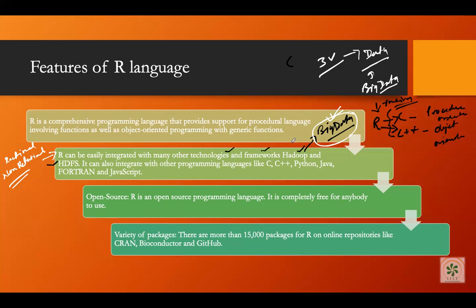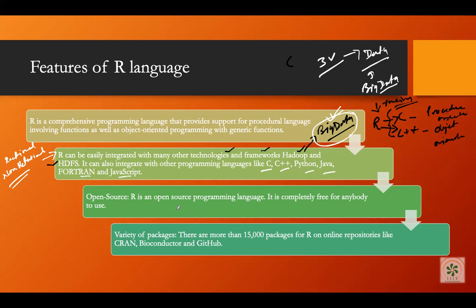Okay. And this big data would be processed through the framework called Hadoop. It will work in the file system called Hadoop Distributed File System, and R will help them to analyze those big data. It can also integrate with other programming languages. R can easily integrate with other programming languages like C, C++, Python, Java, Fortran, as well as JavaScript. So whenever we require the help of R, we can integrate our programs with R, and we can take the advantage of R whenever we require.